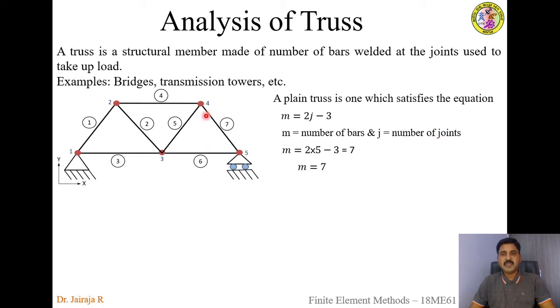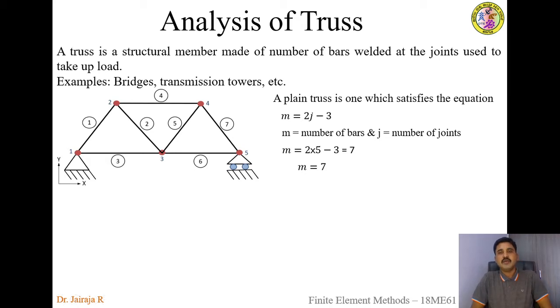So if I know the number of nodes, I can find the number of bars, or in reverse, if I know the number of bars, I can find the number of joints. Say for example, here there are 5 joints, 5 nodes: 1, 2, 3, 4, 5. So m is equal to 2j minus 3, with j equal to 5, so 2 into 5 minus 3, m is equal to 7. So 7 bars are used. Like this we can find it.